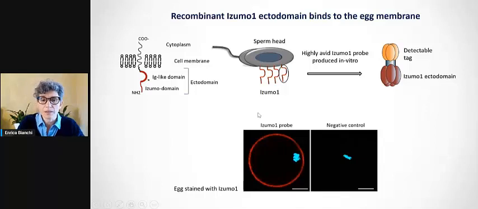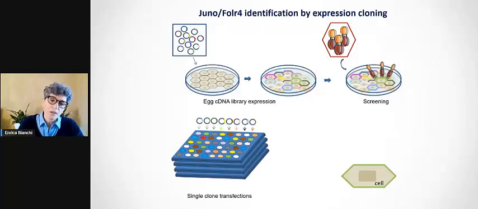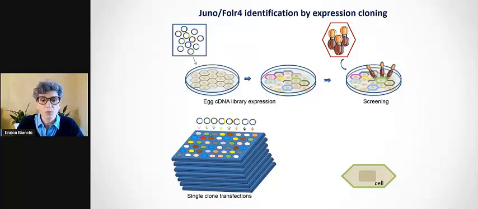So we used that probe to try and identify the binding partner for Izumo-1. We used the probe in a large screening assay. We used a cDNA library made from immature oocytes, transfected cells with this library, and performed a screening, incubating the transfected cells with our probe and checking for cells that were positive for binding to our probe. And as I said, after quite a large screen, we were able to identify a few cells that were able to bind to our Izumo-1 probe.